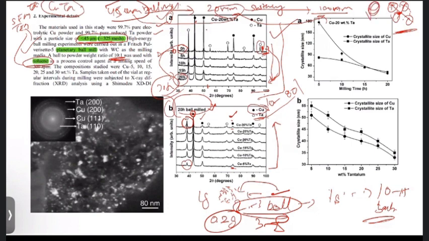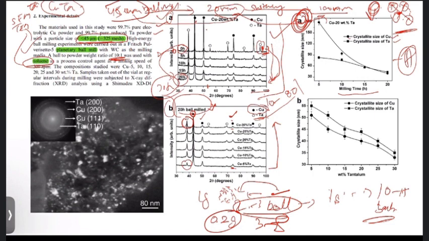This plot. Now they have plotted the crystallite size, which we get from XRD. The crystallite size is reducing as a function of time. The circles are copper and the squares are tantalum. Which diagram, ma'am? This one, the left-hand side, A. Yes, ma'am. Now see, they have fixed the concentration. This is a plot of 20% tantalum and copper.